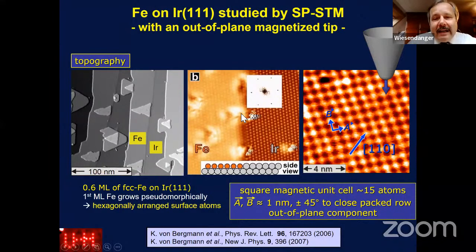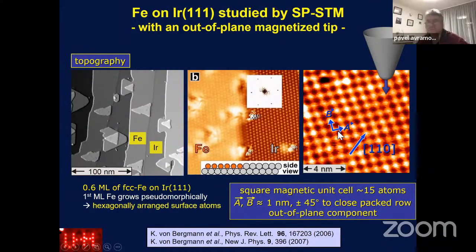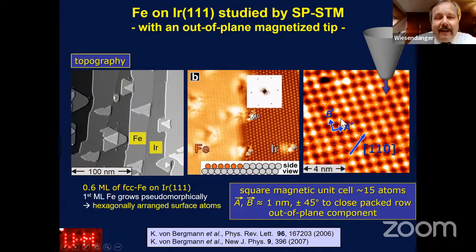Now, the great surprise when we did these experiments back in 2005 was when we went to a magnetic tip with out-of-plane sensitivity, that we now observed a square symmetry, which in principle is incompatible with the threefold symmetry of our structure of the iron layer. Moreover, the period which we observed was 1 nanometer. And this is also incompatible with the assumption that it would be an antiferromagnetic collinear state, or of course a ferromagnetic state. So what was that then?